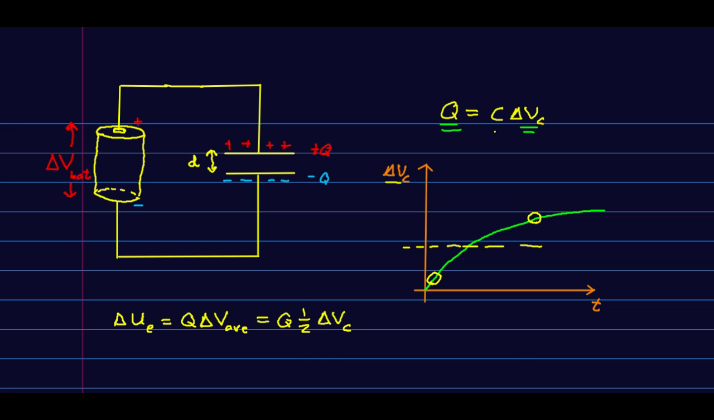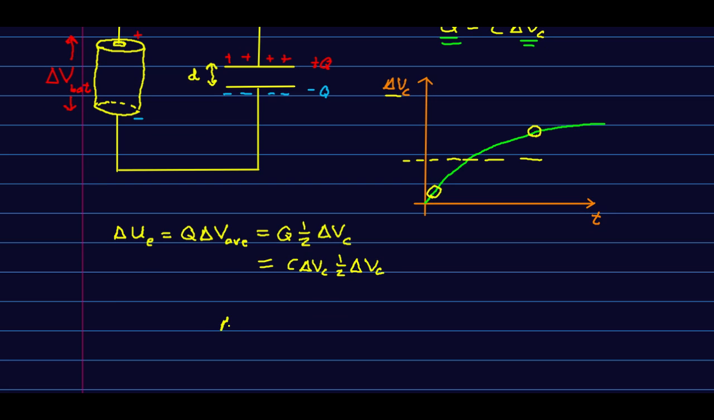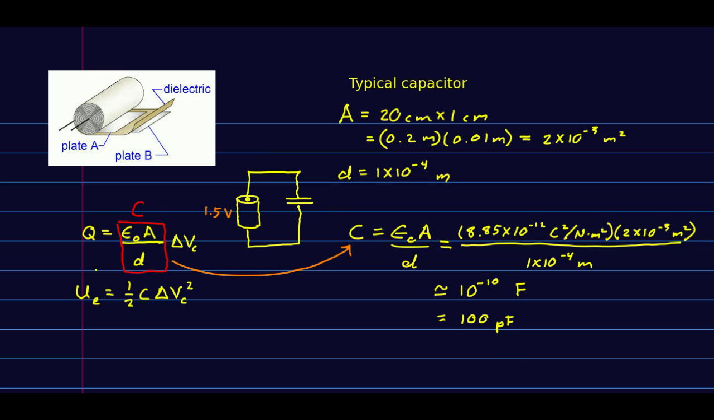Now we have just one more step. Let's take this identity for Q and let's substitute it in there. So we get C delta V on the capacitor, a half delta V_C. And so as a final expression for the potential energy stored in a capacitor is just a half C delta V_C squared.